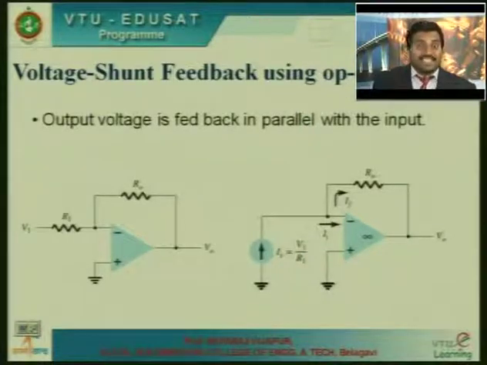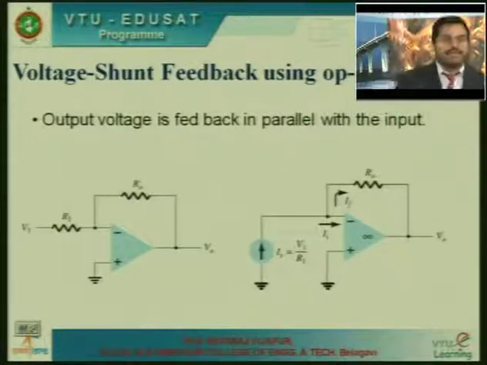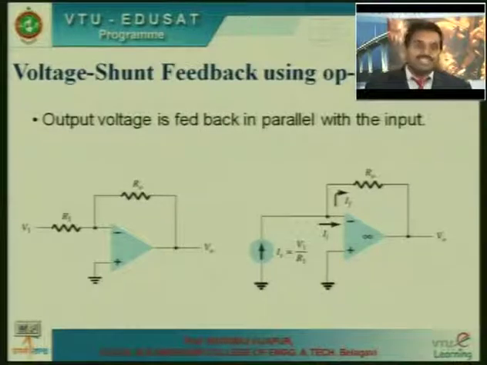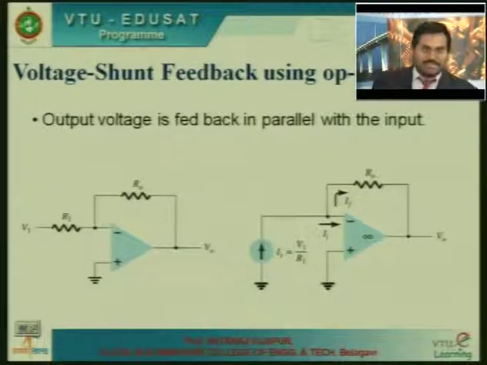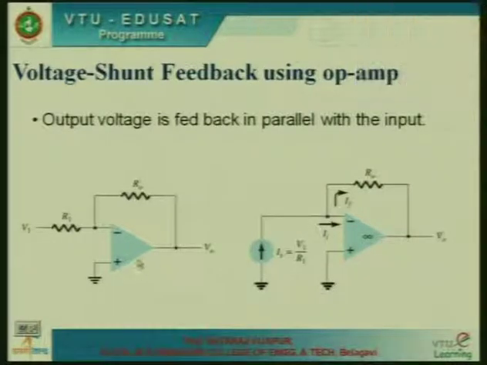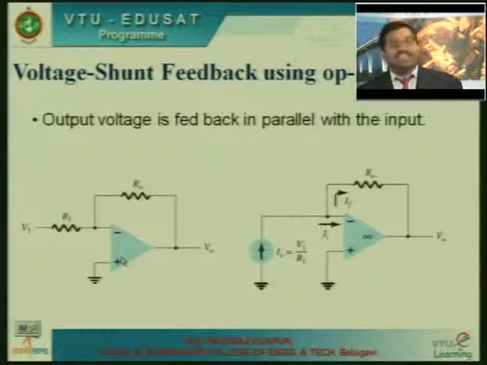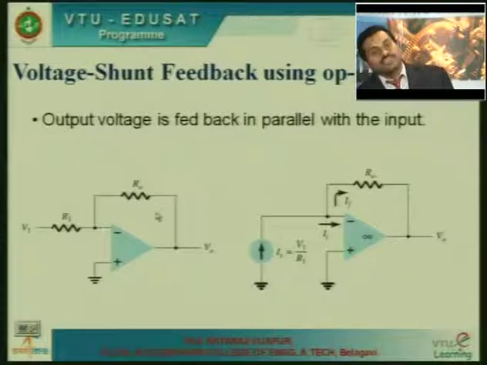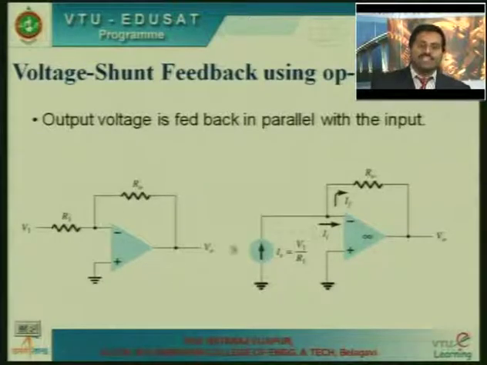What is an example here now? The most important example which you will come across in all electronic circuits is voltage shunt feedback. This voltage shunt feedback topology, the op amp, is used everywhere. In all electronic circuits, later in the next semesters, you will be coming across these op amps. So what is followed is voltage shunt feedback here.